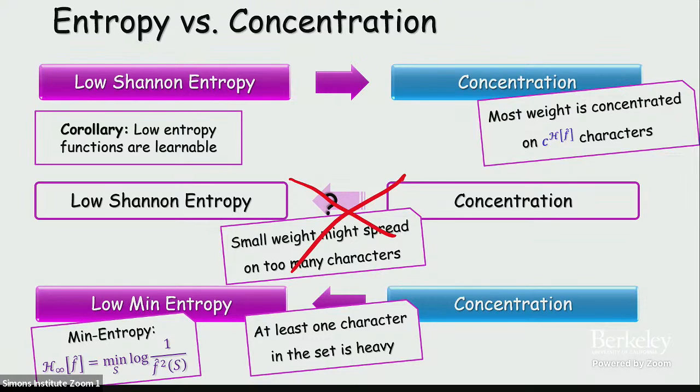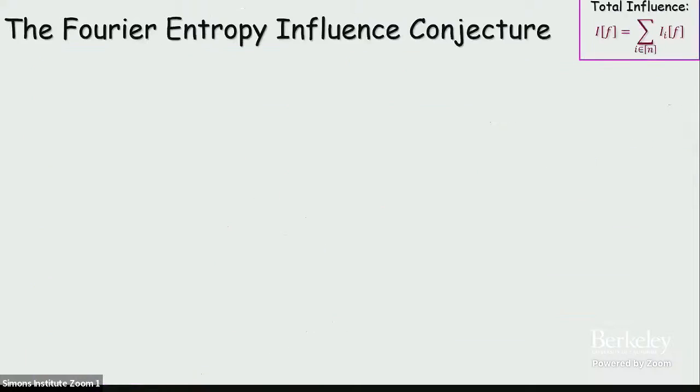Here's the definition of the mean entropy. We're saying that at least one of them is heavy. It means exactly that the minimum log is small.